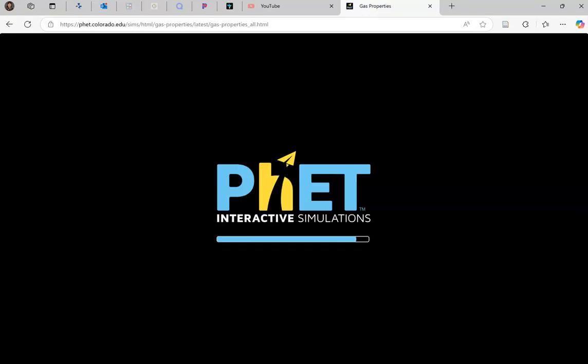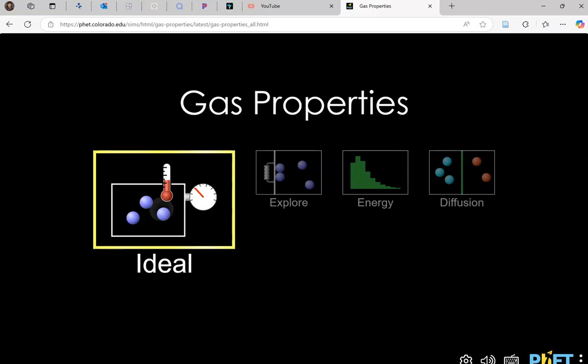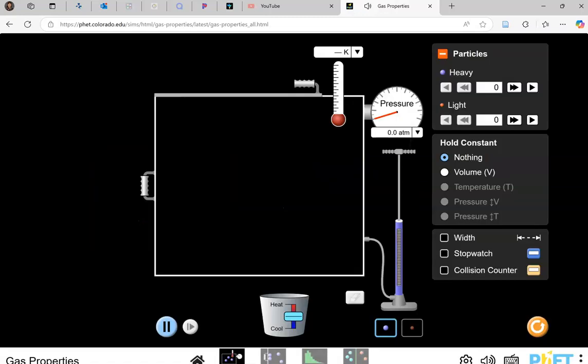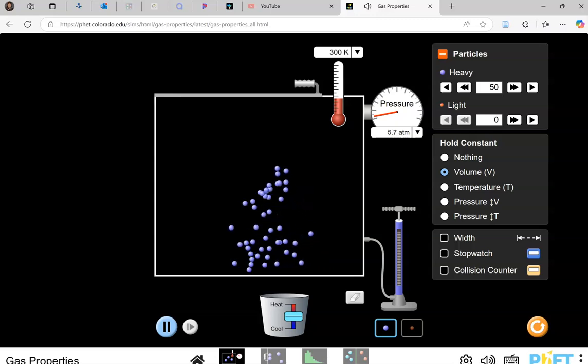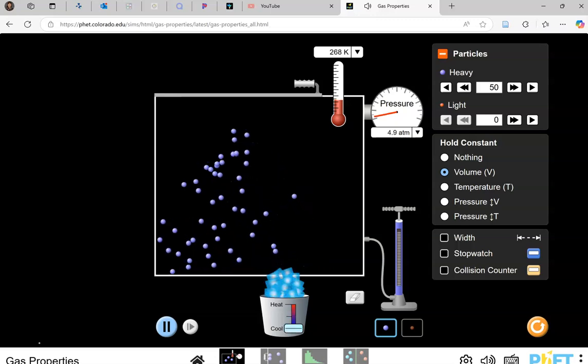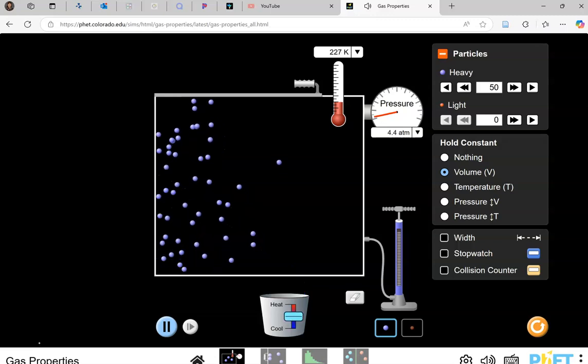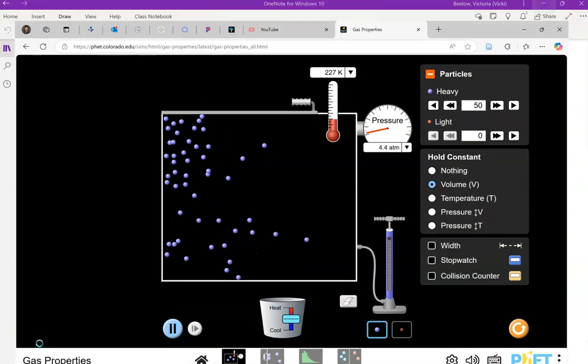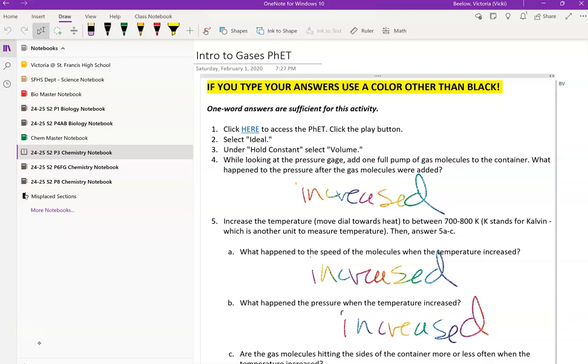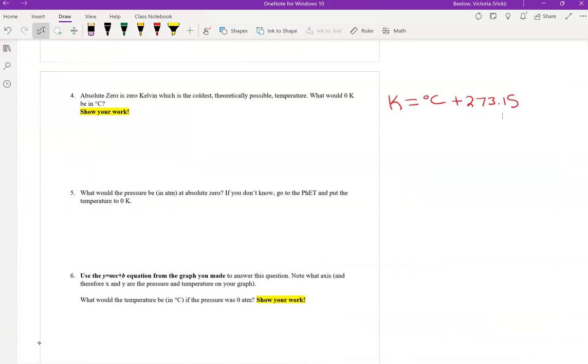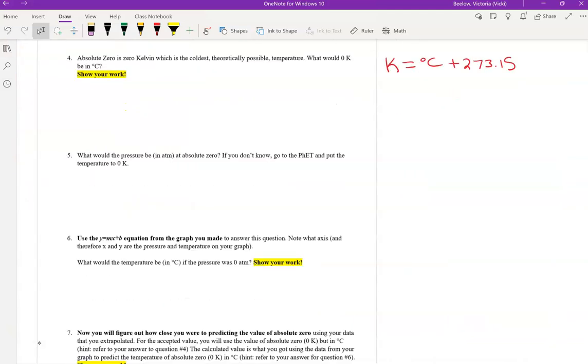Ideal. Add the gas molecules in. I'm going to make the volume, hold that the same, and then make this go to absolute zero. The temperature is up here, and then tell me what the pressure of that would be. You don't have to show work for that.